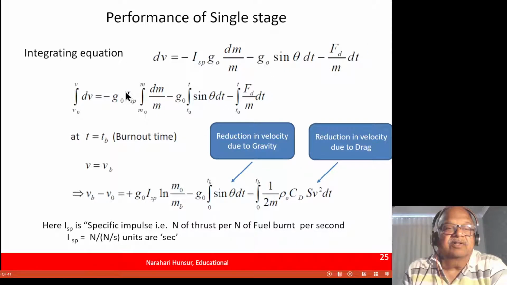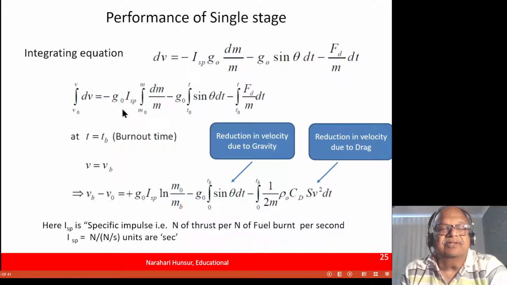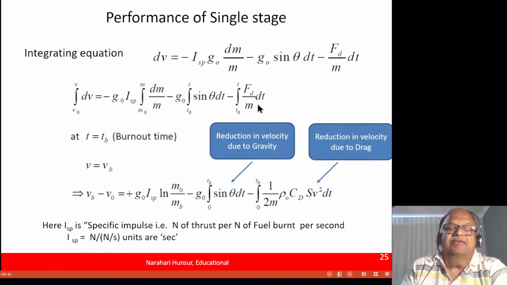So if you assume g naught constant, meaning gravitational constant doesn't vary with altitude, then you can take it out of the integral. Isp is anyway a constant given for a propellant combination. Like if it is liquid oxygen hydrogen, it is one Isp, and if it's some other solid propellant, Isp is constant. So you have this constant outside, dm by m minus g naught into integral t naught to t of sine theta dt, minus integral t naught to t of F_D by m dt.